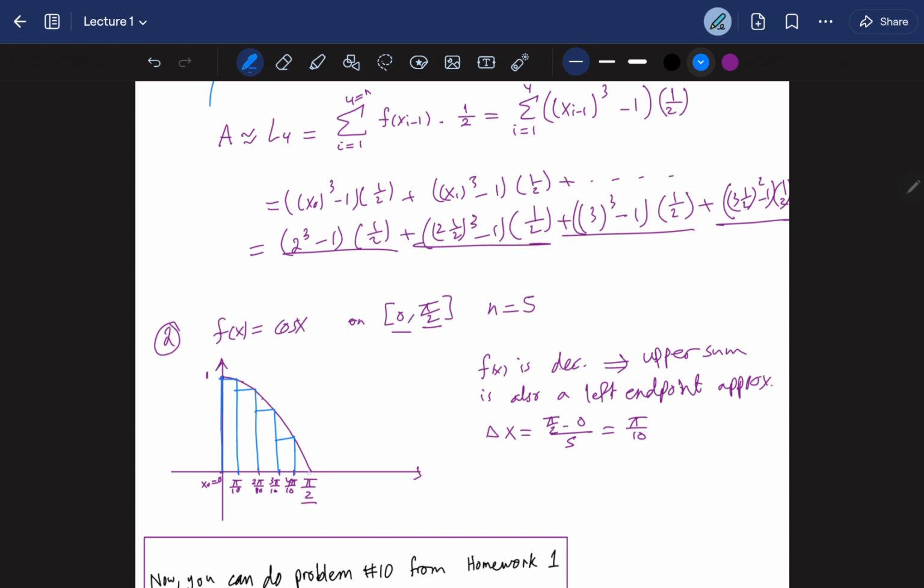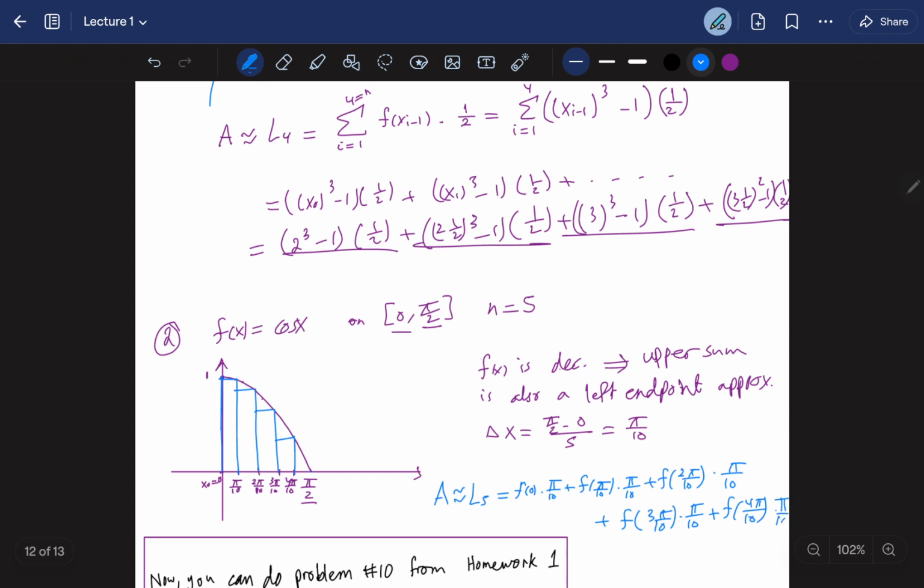So here, this is just going to be a 0, so I don't have a fifth rectangle. So my area is just f of 0 times the width, f of pi over 10 times the width, f of 2 pi over 10 times the width, and lastly, these times the width.